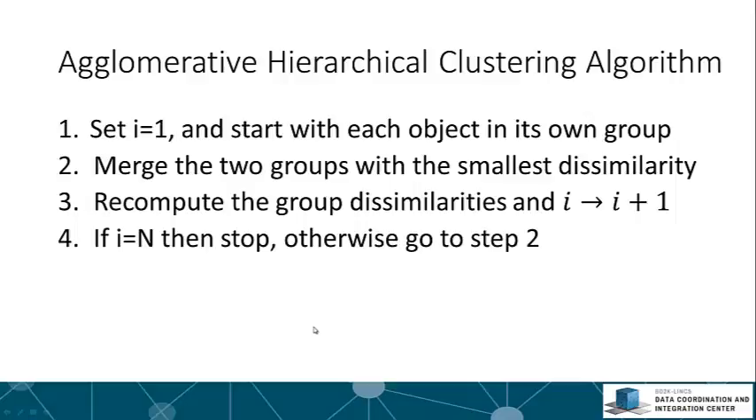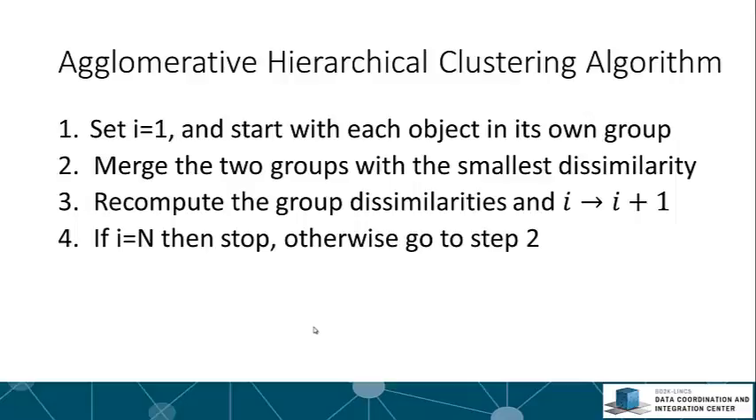So with the linkage under our belt, we can then set about the hierarchical agglomerative clustering algorithm. We start by setting a counter, let's call it I, to 1, and we assign each object to its own group. Then we merge the two groups that have the smallest dissimilarity between them.